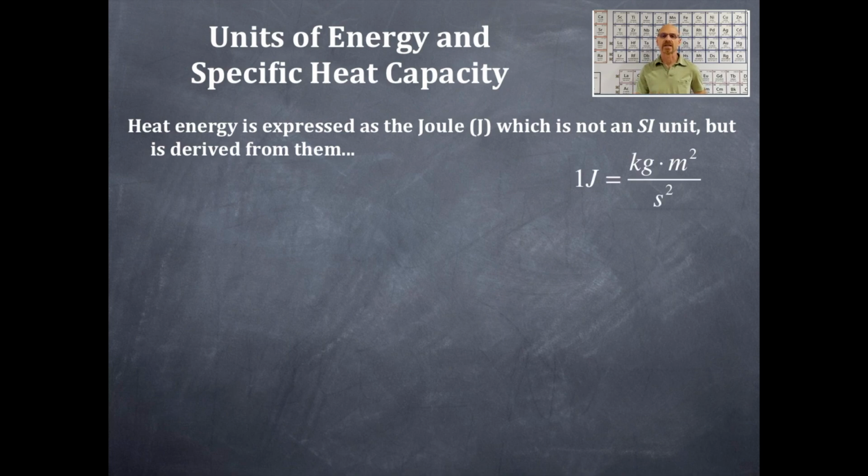Here it is. 1 joule is equal to kilograms times meters squared divided by seconds squared. You're going to have to memorize that. That's a really important unit conversion from SI units of kilograms, meters, and seconds all the way to joules. Very important. Another unit conversion here is 4.184 joules is equal to 1 calorie.